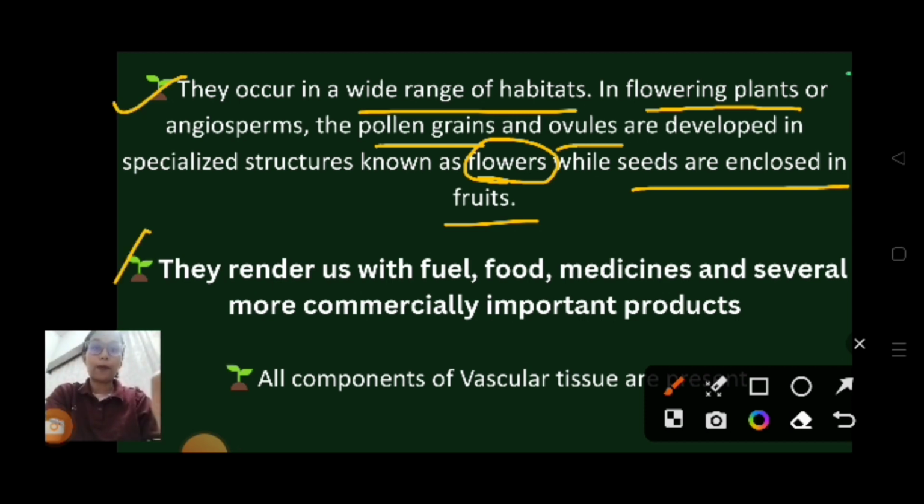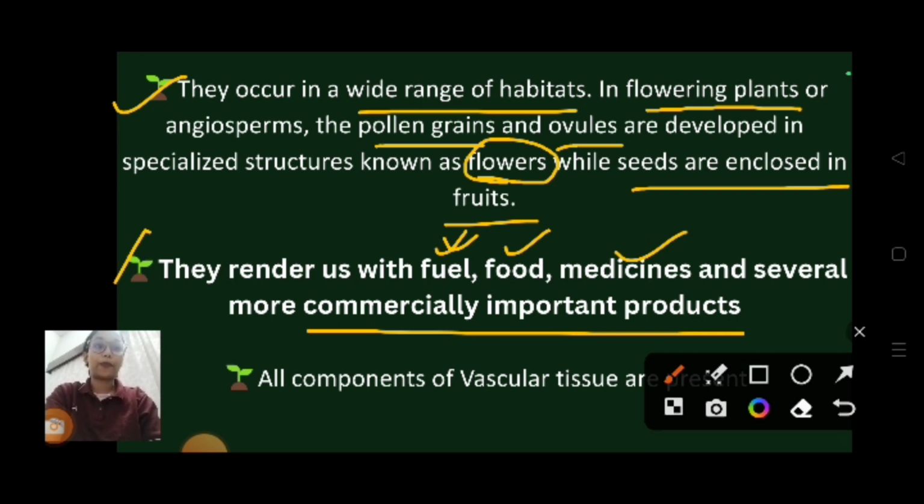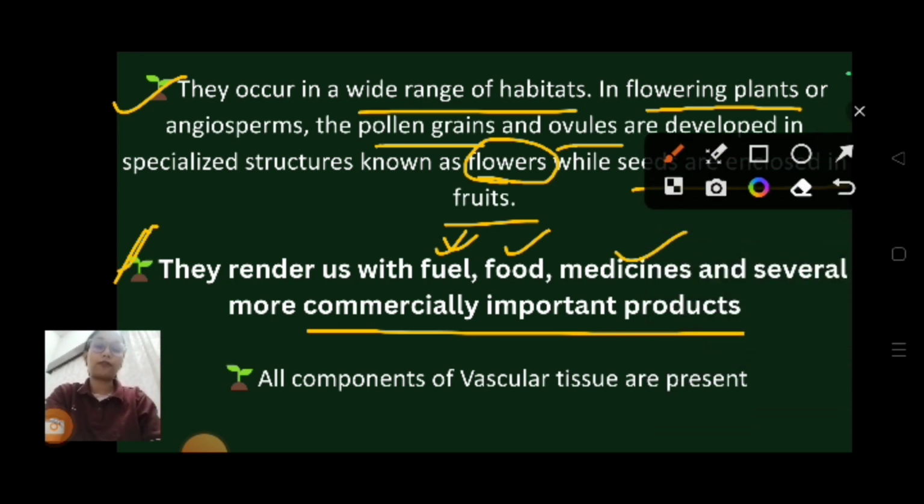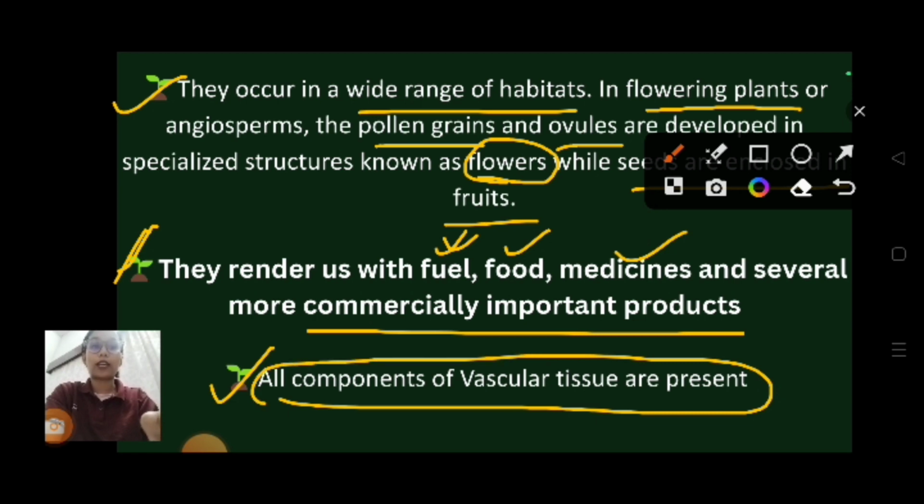Next point, it is saying about the usefulness of angiosperms. They are used as fuel wood, as food, for medicinal purposes, and many commercially important products they serve us. So these are some usefulness of angiosperms. And the third point, it is saying all components of vascular tissues are present, meaning xylem and phloem, all the 4 components of the xylem and the 5 components of the phloem are present in angiosperms. Is it clear?